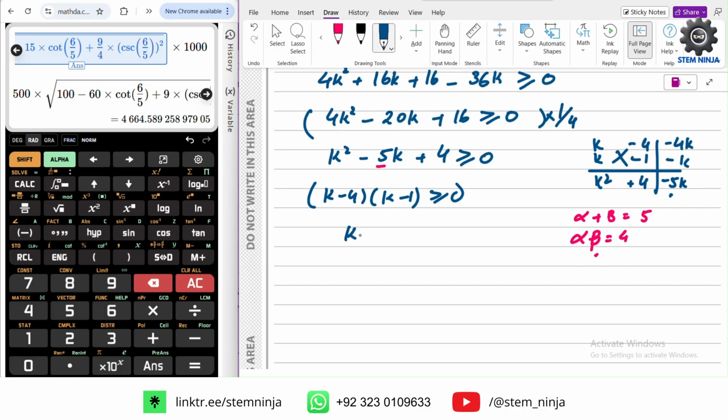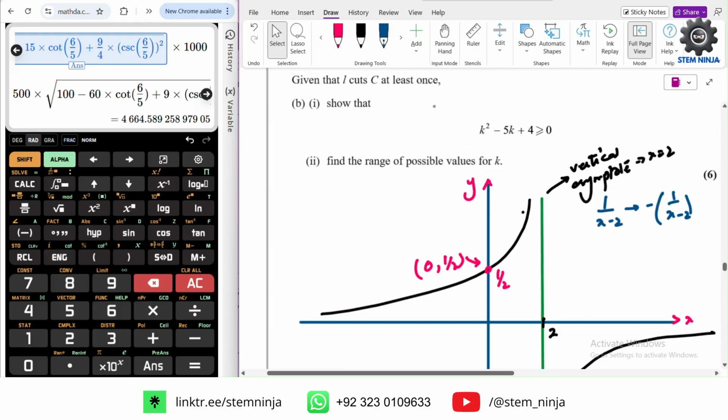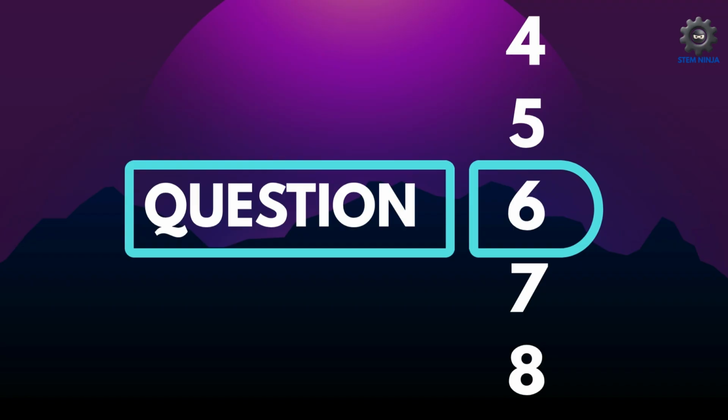So these are the critical values, by the way, because you have a quadratic expression where this is 1 and this is 4. We need greater than or equal to 0, so we need a region lower than 1 and greater than 4. So therefore k is either less than or equal to 1 or k greater than or equal to 4. And that's about it. Right.